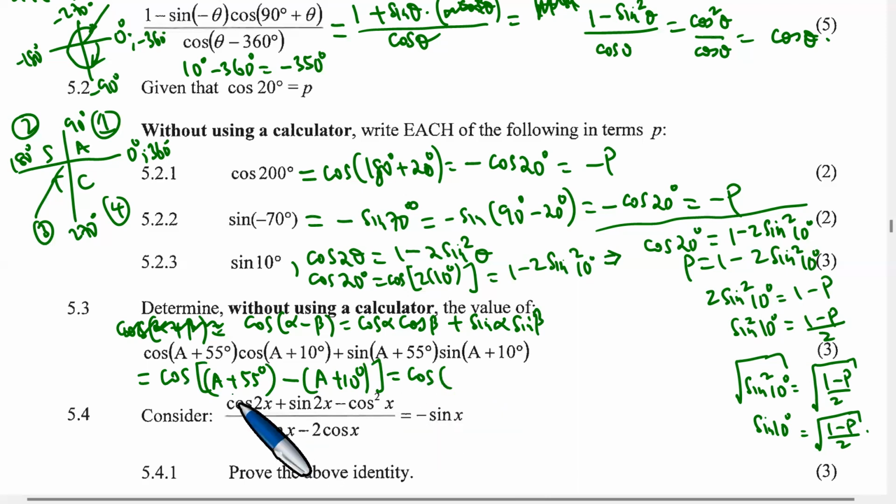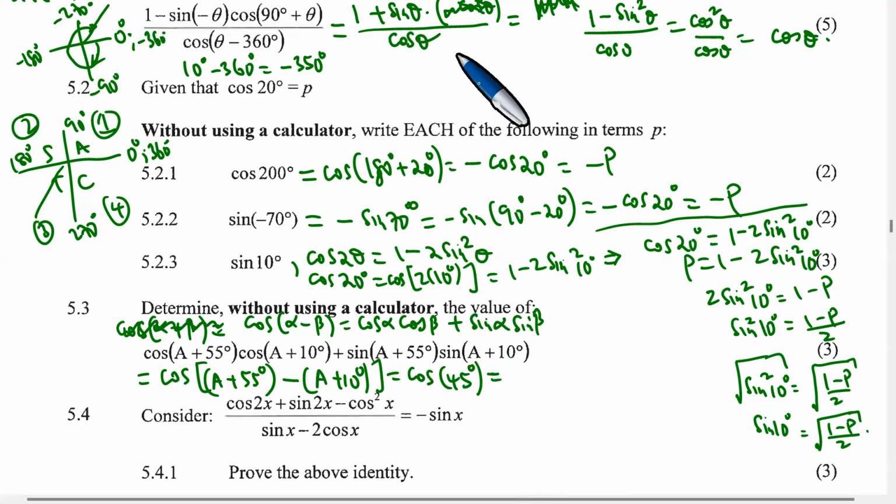Cosine. So we have A minus A becomes 0. 55 minus 10 is 45 degrees. So what is the cosine of 45 degrees? So the cosine of 45 degrees is the same as what? You can use your calculator.